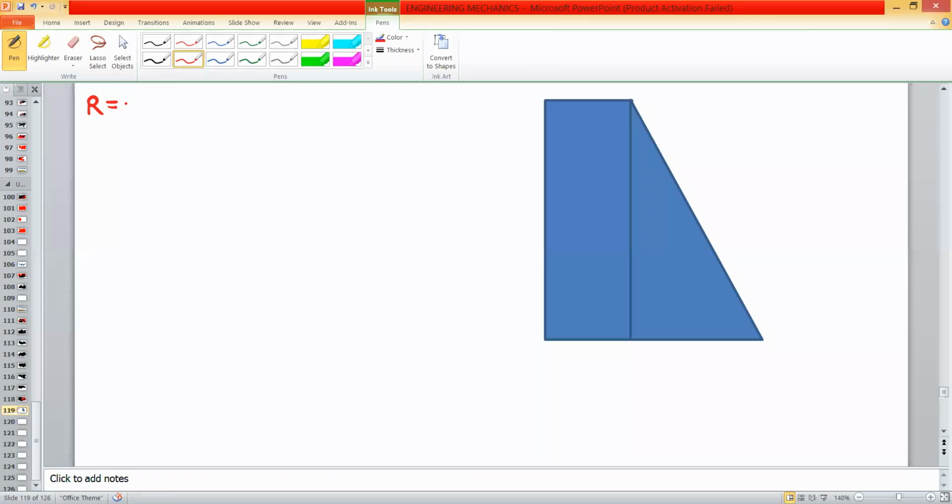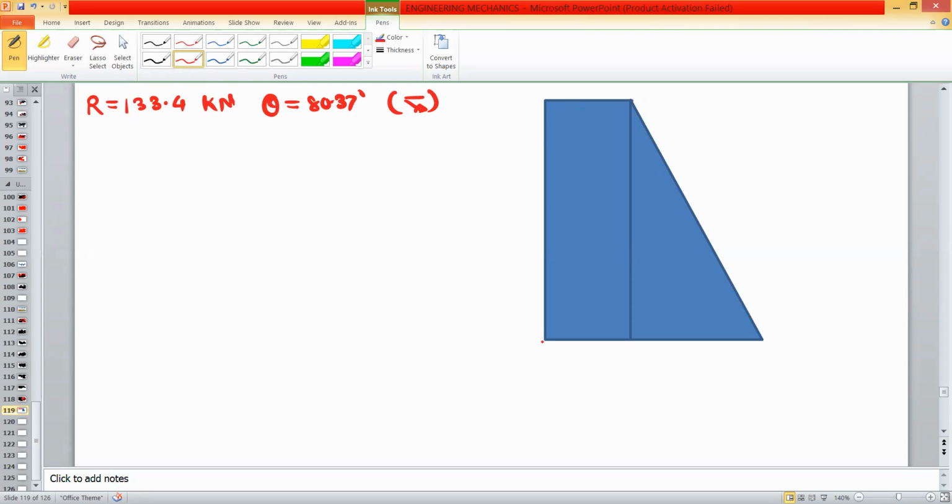R is equal to 133.4 kilonewton. Theta is 80.37 degree. And resultant is in the fourth quadrant. Okay. So we will draw the resultant system.